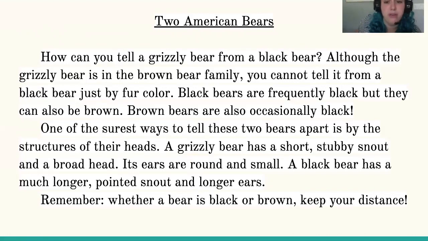How can you tell a grizzly bear from a black bear? Although the grizzly bear is in the brown bear family, you cannot tell it from a black bear just by fur color. Black bears are frequently black, but they can also be brown. Brown bears are also occasionally black. One of the surest ways to tell these two bears apart is by the structures of their heads. A grizzly bear has a short, stubby snout and a broad head. Its ears are round and small. A black bear has a much longer, pointed snout and longer ears. Remember, whether a bear is black or brown, keep your distance. So, that's our text.